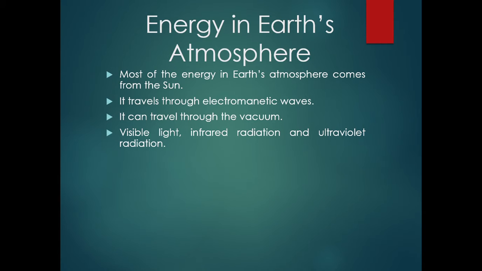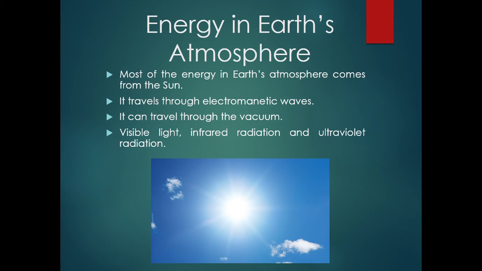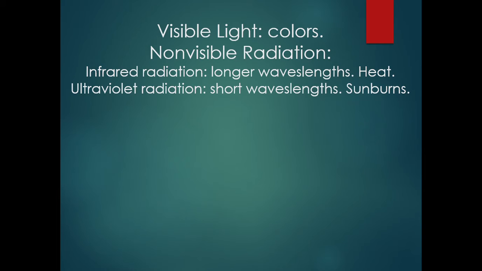Visible light, infrared radiation, and ultraviolet radiation are the three types of energy that come inside our atmosphere because of the light that comes from the sun. So one more time, all of the light, visible light, infrared radiation, and ultraviolet radiation comes from the light from the sun. Visible light are basically the colors that we can see. But there is much more than that. The colors that we can perceive are just a little part of the light that comes inside our Earth.